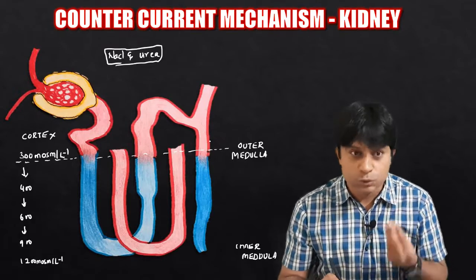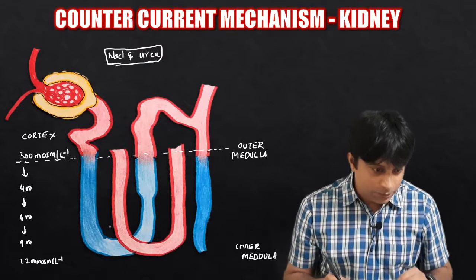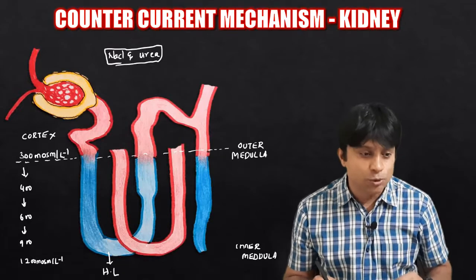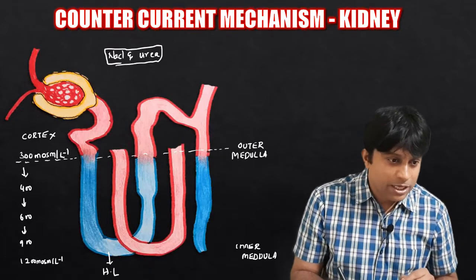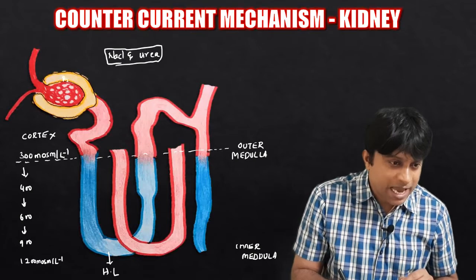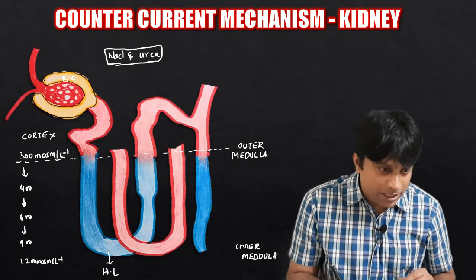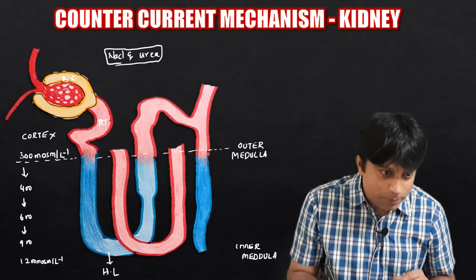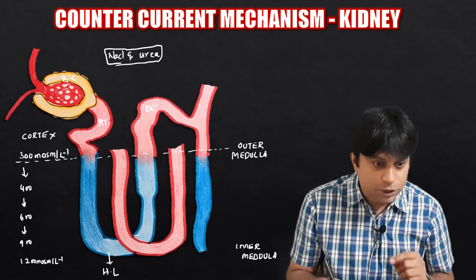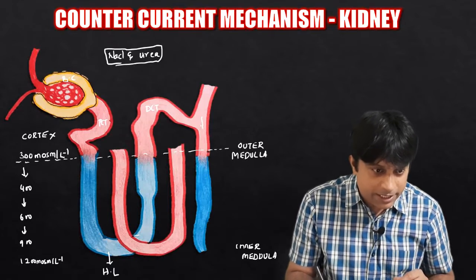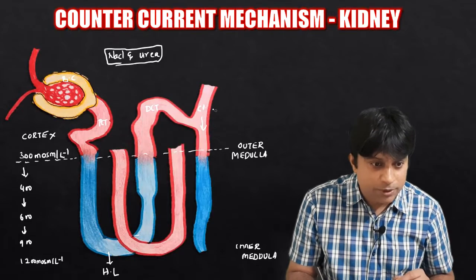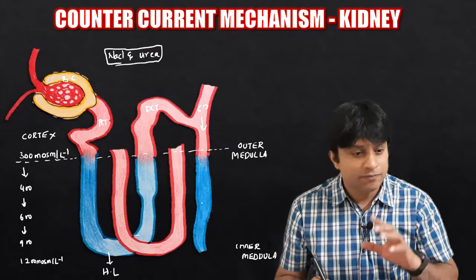So let us find out what these two parts are in this diagram. This is Henle's loop, which I just write as HL. You can see that this is the Bowman's capsule of the nephron, this part is the proximal convoluted tubule, this part is Henle's loop, and this is the distal convoluted tubule. This entire part is finally the collecting tubule and collecting ducts.